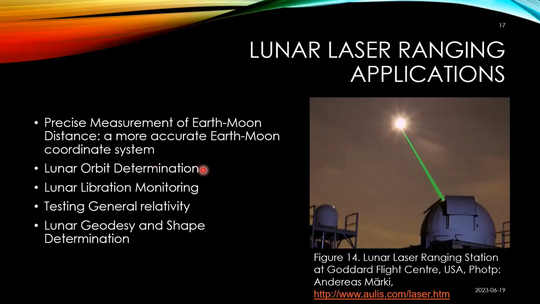The orbit of the Moon can be measured, as I explained, and libration, which means some movements inside the Moon. General relativity theory can also be tested by that. You see, the bending of the signals due to the gravity field: how big are they? Are they in agreement with the theory or not? And also determining the shape and the size of the Moon, of course.